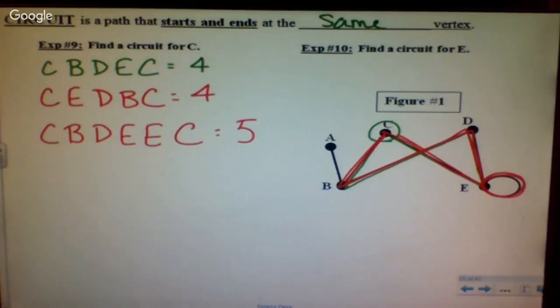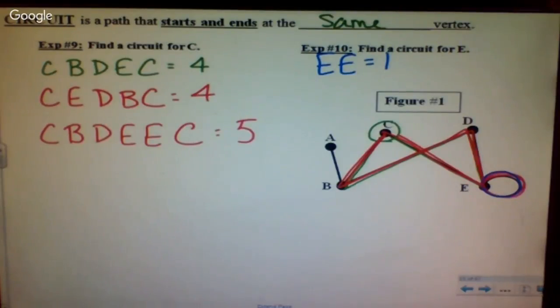Okay. Example number 10, find a circuit for E. E to E. Yeah. E to E. Yeah. That's your smallest circuit possible. If you have a loop, that is a circuit in itself. You just leave E and go back to it. It has a length of 1.